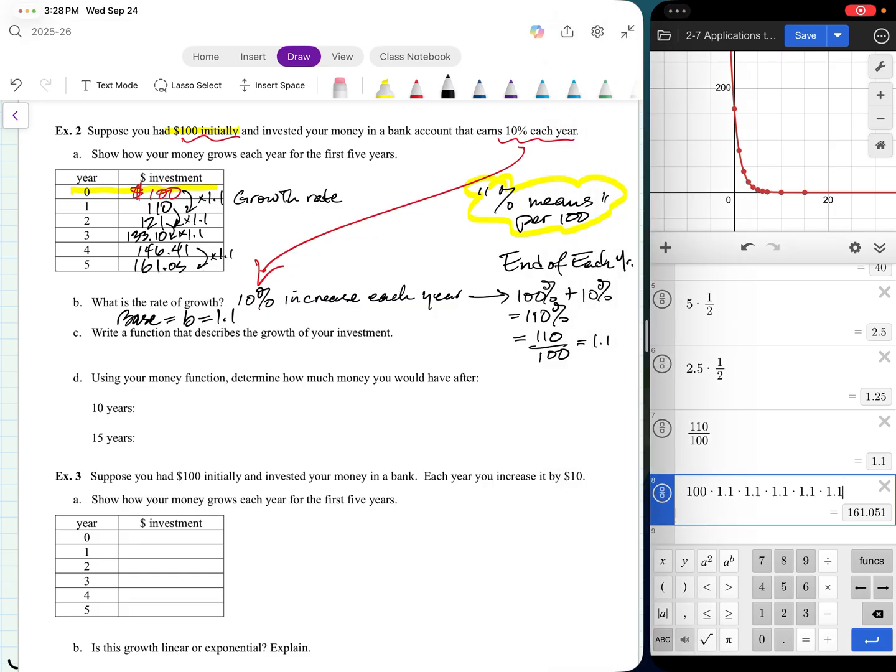So again, times 1.1, which is $161.05. You have to round to the nearest hundredth, to the nearest penny, as they say. Because the smallest unit of money is pennies, right? You have 100 pennies per dollar, so you have to round to the nearest hundredth.